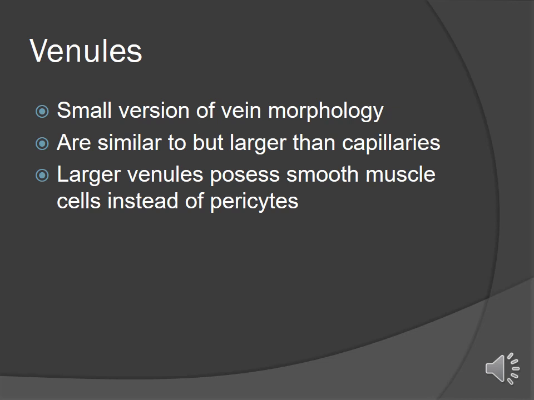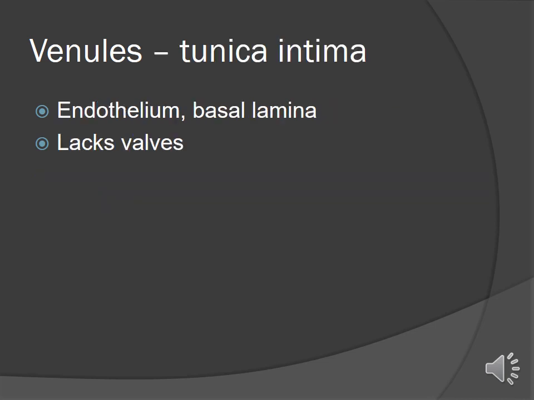Venules receive blood from capillaries and have a diameter as small as 0.1 millimeters. Most venules are muscular, with at least a few smooth muscle cells in the wall. The tunica intima of venules is composed of endothelial cells with basal lamina.